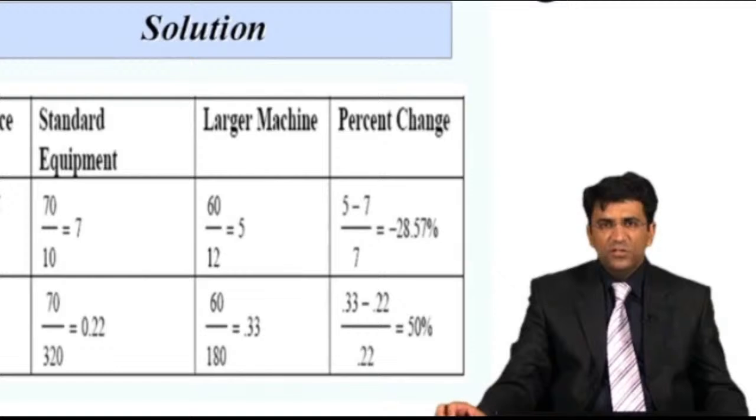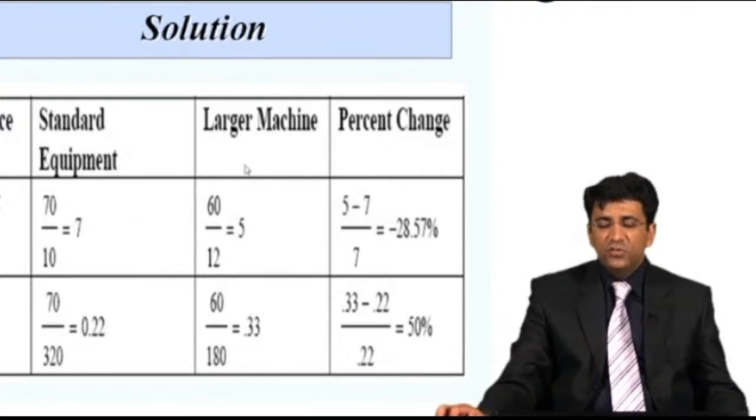Two types of inputs are used in this particular example, that is the solvent and the labor. If we calculate the productivity with respect to the solvent, then with the standard equipment, the productivity will be equal to 70 divided by 10 is equal to 7. This is our old output. This is our input with respect to the quantity of solvent used before the introduction of the new machine.